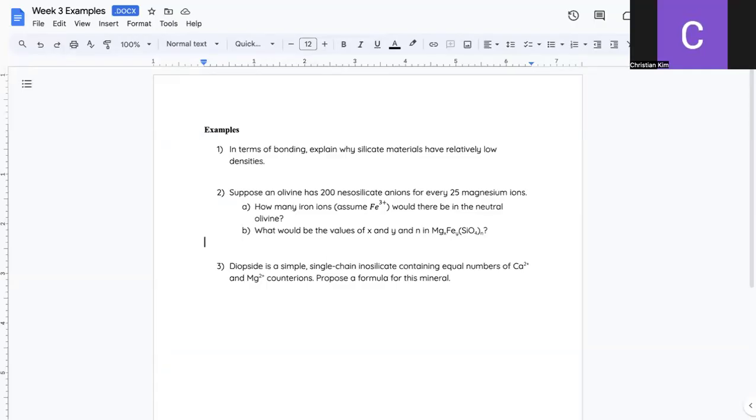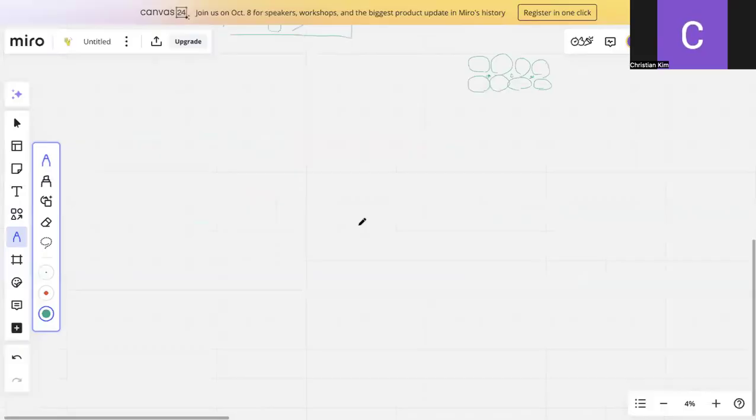For number 2: suppose olivine, which is just a type of gemstone, has 200 nesosilicate anions for every 25 magnesium ions. A, how many iron ions, assuming it's Fe3+, would there be in neutral olivine? Well, neutral is not as needed, because number 2 and 3 have the same gimmick in that electrical neutrality is the priority here. What you really want to achieve is some kind of electrical neutrality.